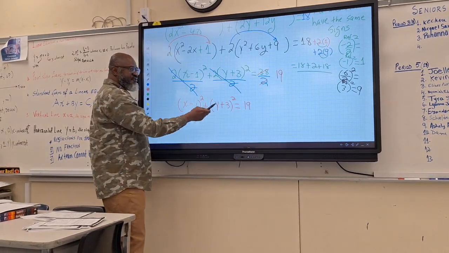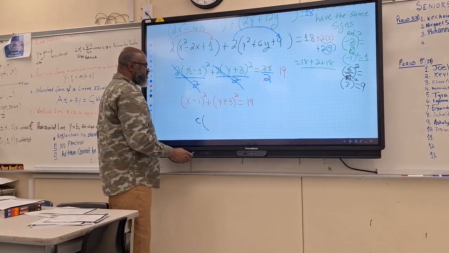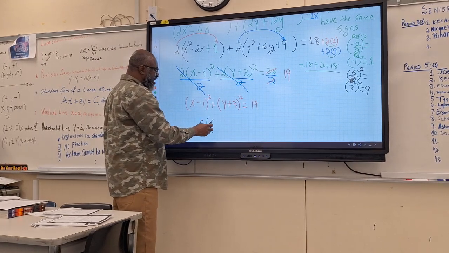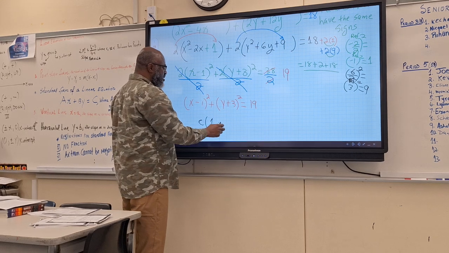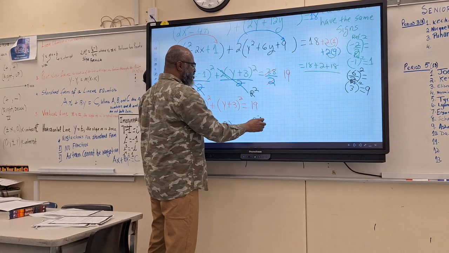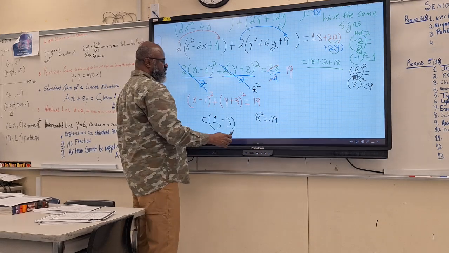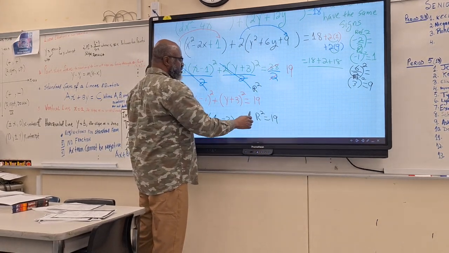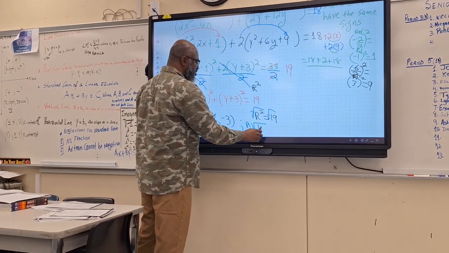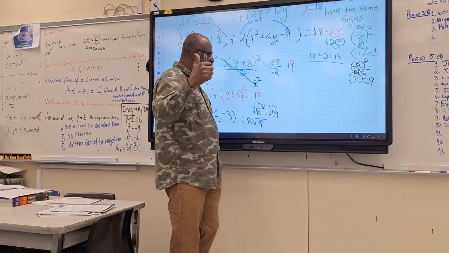Now my equation is in standard form, right? Now I need to identify my center. What is my center? Positive 1 comma negative 3. And this is my r squared, right? So I'll have r squared is equal to 19. How do I find r? You take the square root of it. Therefore, r will equal root of 19. Right? This cannot be simplified, and that's where you stop.